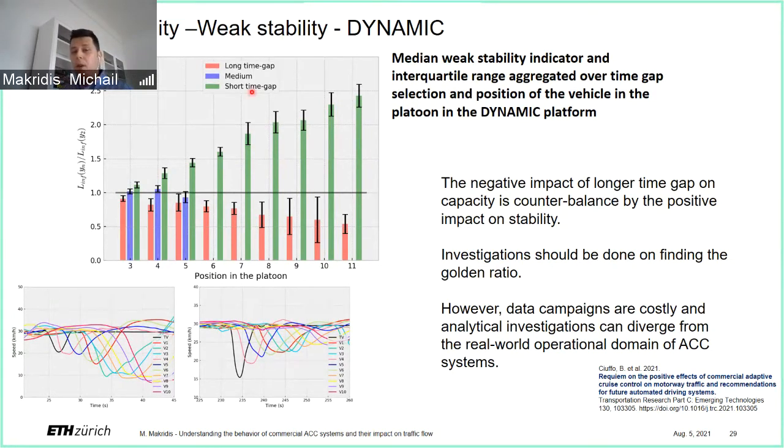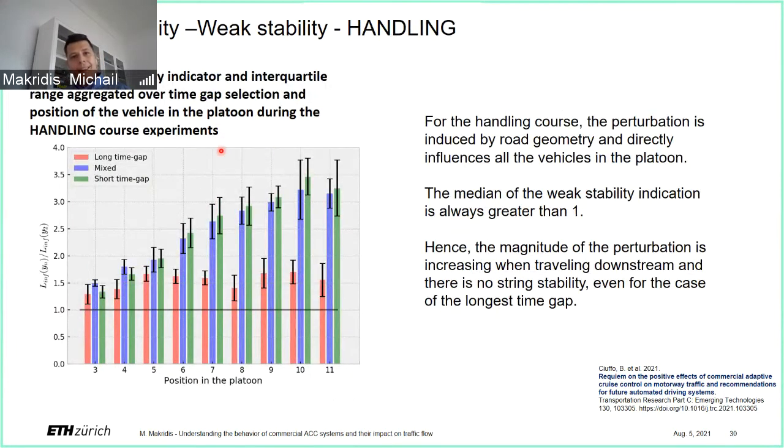So this plot here tells us actually that maybe there is a golden point where we can have a good capacity of the network headway and also avoid instability. But now going on the handling course, where there is a real condition and all the vehicles go with the same speed theoretically, you see that for all the time gaps, there is instability. And this is interesting because this instability observed here is triggered probably by the geometry of the road, meaning curvature and change in the altitude.